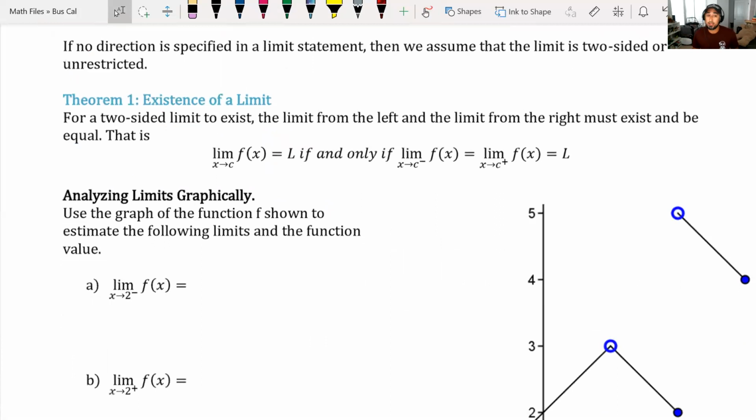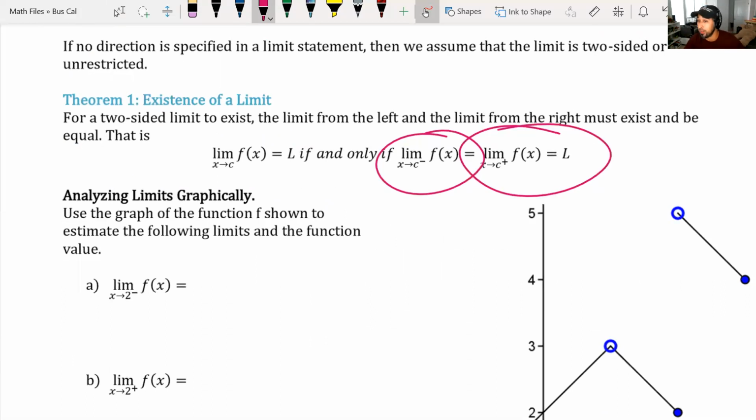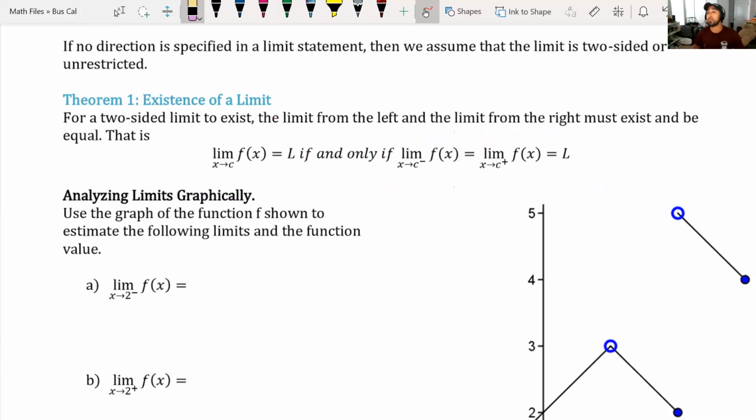Okay, and then next, the existence of a limit. For a two-sided limit to exist, the limit from the left and the limit from the right must exist and be equal. We did that already, guys, right? This says the limit from the left is equal to the limit from the right. And if they are equal, this means the limit from both sides is also equal to that same number L. Once again, that's everything we did in the first example.